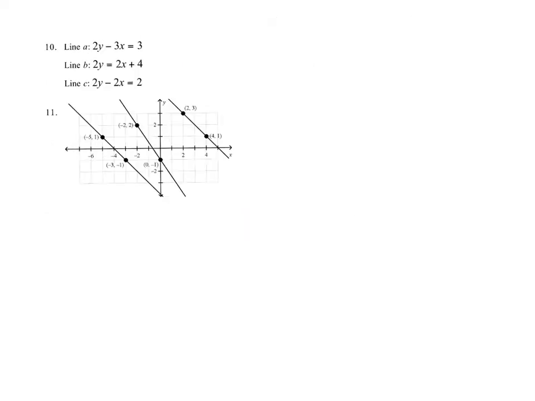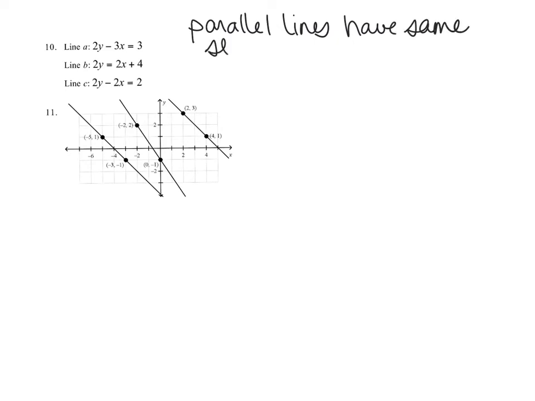Number 10. It says, no, I forgot the instructions, but it says, tell us which lines are parallel, if any. So, parallel lines have the same slope. So what I need to do is find the slope of each of these lines.